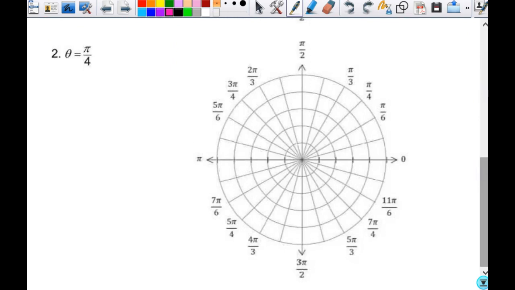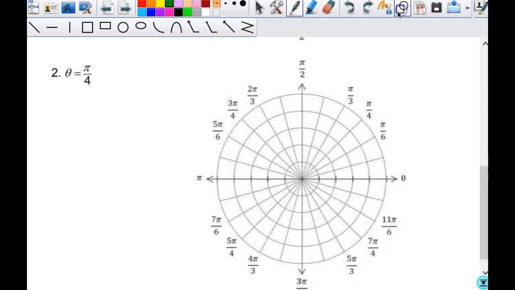So here I just have theta equals pi fourths. So again, looks like a statement, but it is an equation. Do you know what this one's going to look like? Yeah. What is it? It's going to be a line, right? And we know where it goes, because this means that theta is always pi fourths, right?